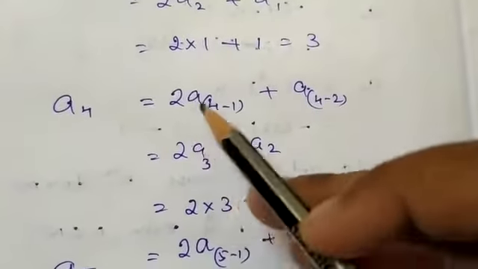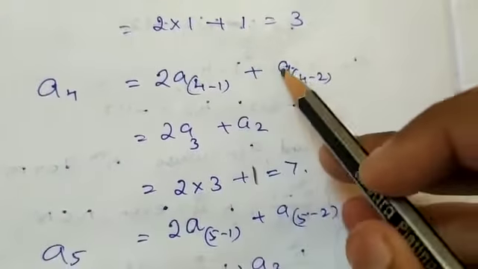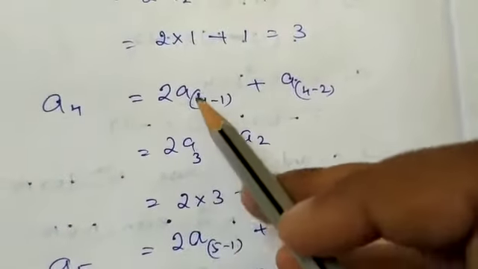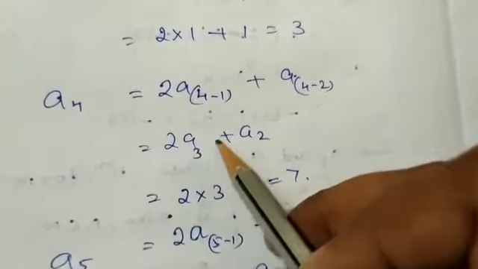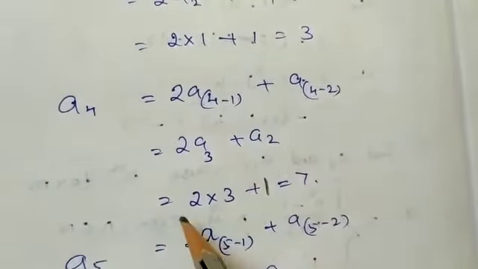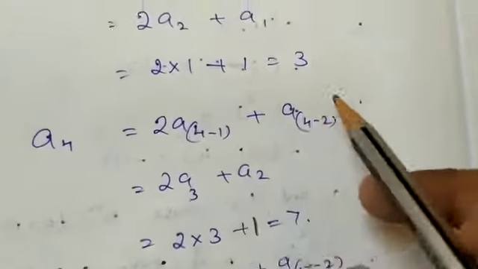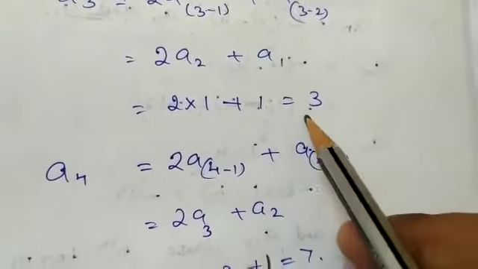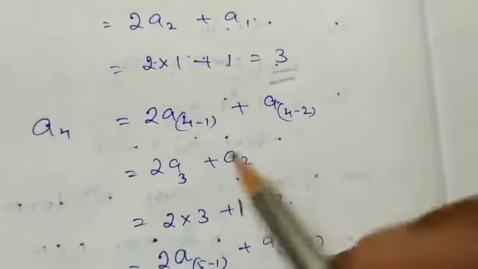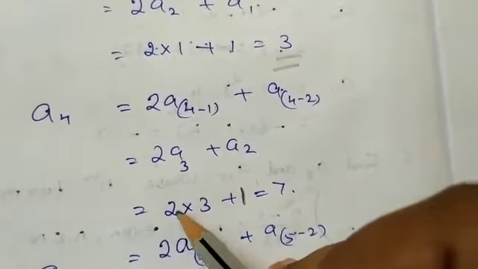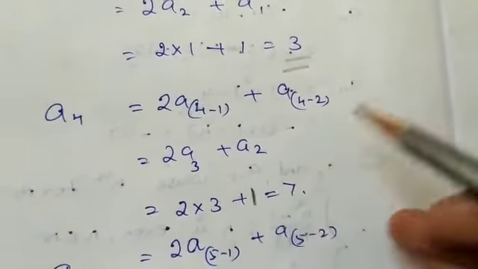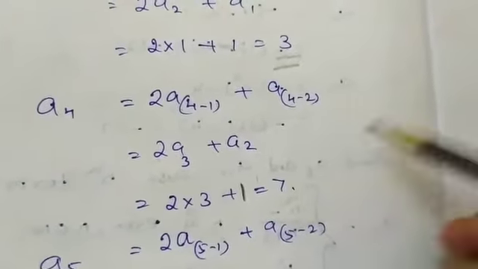So a4 equal to 2a 4 minus 1 plus a4 minus 2. So 4 minus 1 is 3, so 2a3 plus 4 minus 2 is a2. So a3 now only we have found as 3, and a2 you already know it is 1. So 2 into a3 is 2 into 3 plus a2 is 1. That is equal to 7.